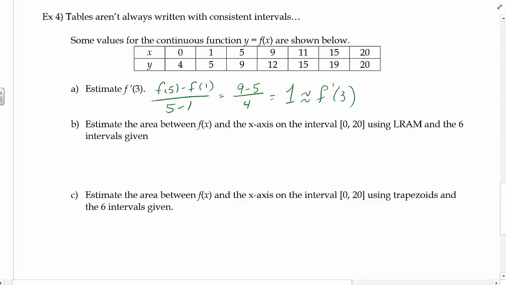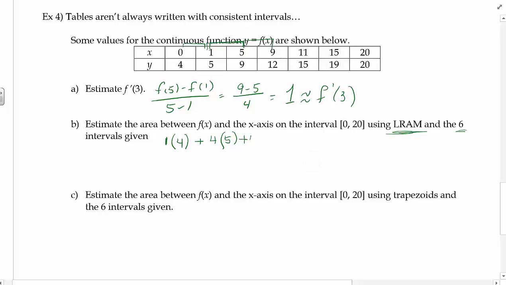Estimate the area between the function and the x-axis on the interval from 0 to 20 using LRAM and the 6 intervals given. So my first interval goes from 0 to 1. So my first rectangle has a base of 1 and a height of LRAM, which comes from the left endpoint, which is 4. My next rectangle goes from 1 to 5, which is a width of 4, and a height of 5 because I'm using LRAM.